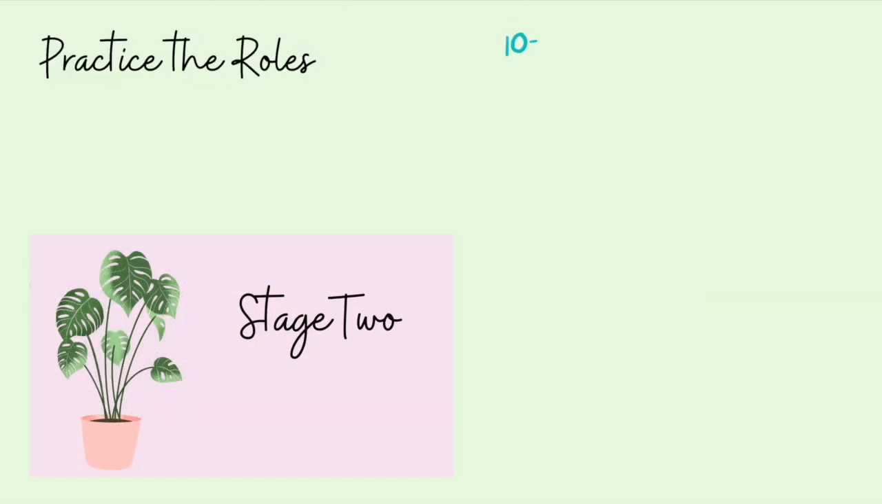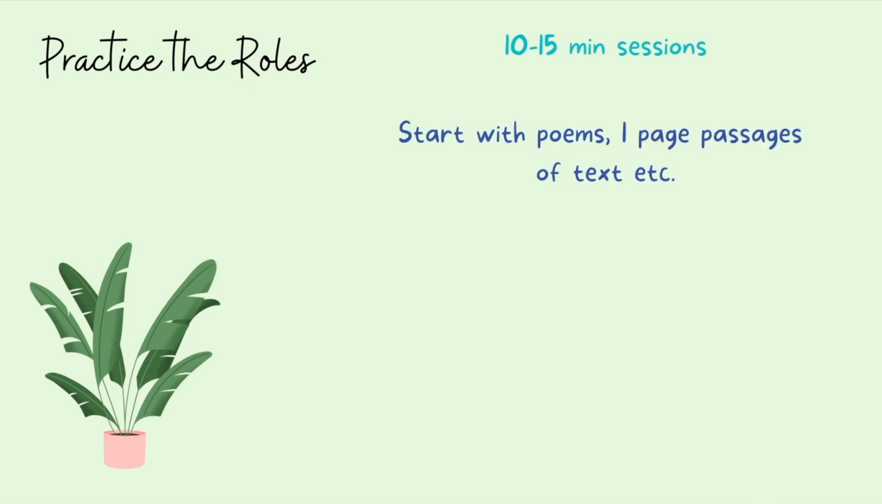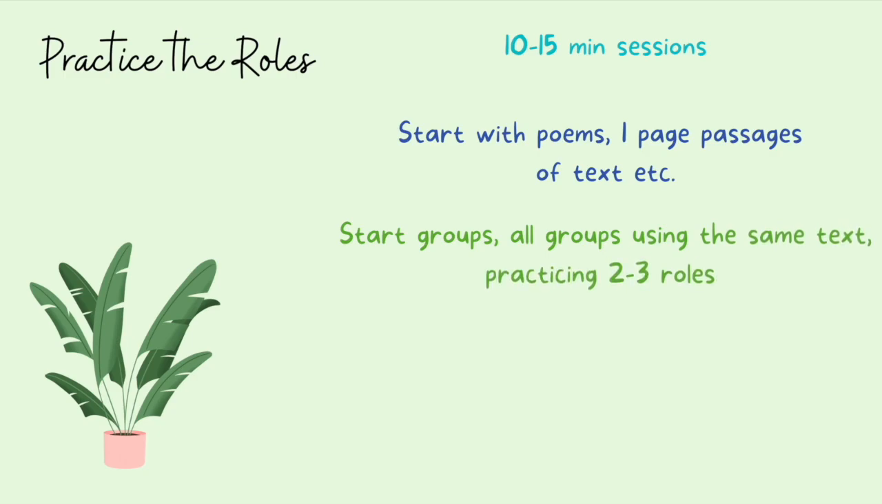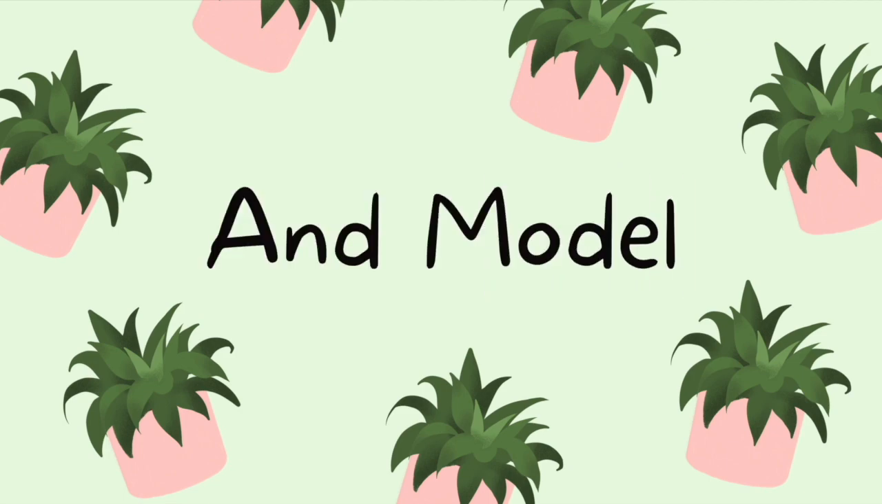So stage two is practicing the roles. So you can move now to 10 to 15 minute sessions per day. Start off with short poems, one-page passages from stories, just really short pieces of text that you can do really quickly. Start your groups if you want to, you don't have to. And at this stage, all groups are using the same text, practicing kind of two to three roles at a time and then swapping it around so they get a chance to practice all the roles. Find students who are doing it really well and get them to model to the rest of the class. And don't forget to keep using the writing templates and check in regularly as a class to make sure everyone's on the right track. And don't forget to model.